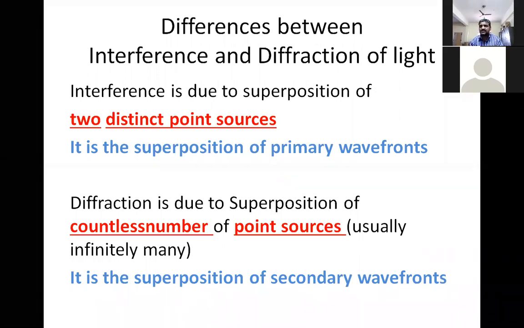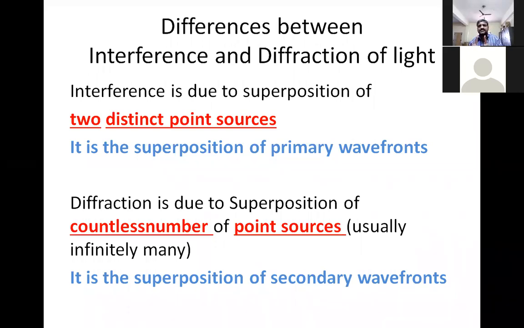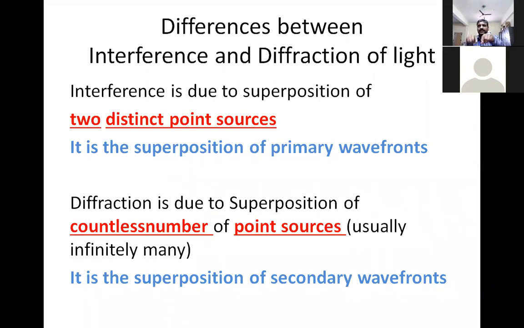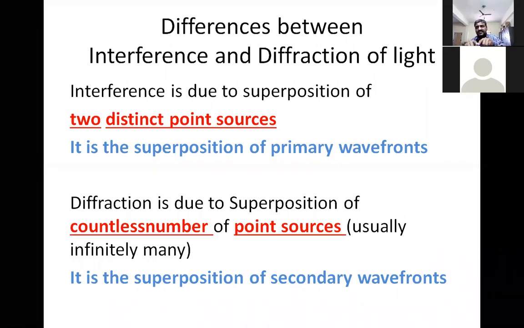So if 2 distinct rays are superposing with each other, the resultant pattern can be called interference. You can recall the Young's double slit experiment. In Young's double slit experiment also, you have got 2 distinct slits. From there, the so-called primary waves are going to emanate and they are going to overlap with each other, leading to a bright and dark pattern on the screen. So if you have 2 distinct point sources which are superposing with each other, you call it interference.